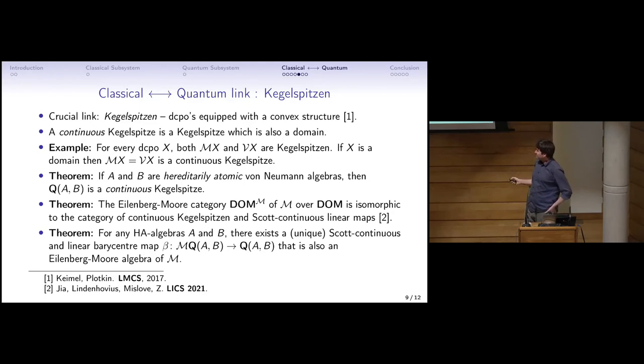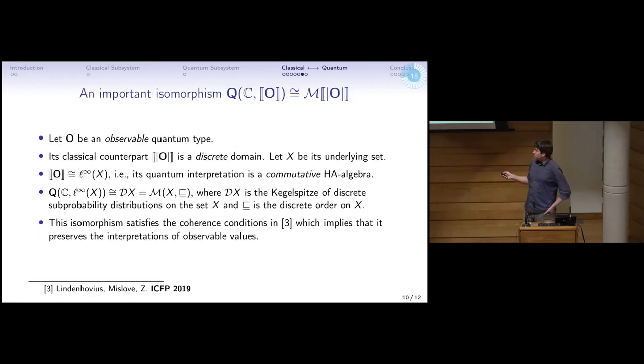Then in our Lix paper, we knew that the Eilenberg-Moore category of the monad is isomorphic to the category of continuous Kegelspitzen with continuous maps that are linear in the sense that they preserve the convex structure. And then if you combine the two results, and you do some additional work, you can prove that you have a nice barycenter map, beta here, that tells you how you can essentially flatten the classical convex structure of M, when applied to the quantum convex structure of Q, onto the latter one. And you do this in a nice way. You can define it such that this is Scott continuous, it's linear, and furthermore, also has the structure of an Eilenberg-Moore algebra. So I would say these are the crucial theorems.